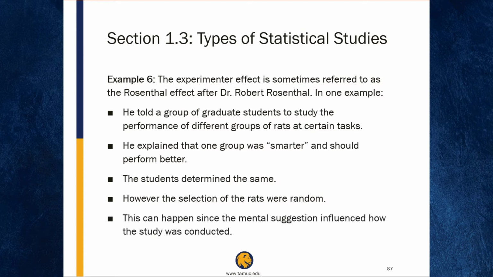So what happened was his mental suggestion influenced how the students interpreted, recorded, or otherwise reported the results that they found. So the experimenter effect can happen when mental suggestion influences how the study is conducted. So we want to remove that from happening in any statistical study, obviously.